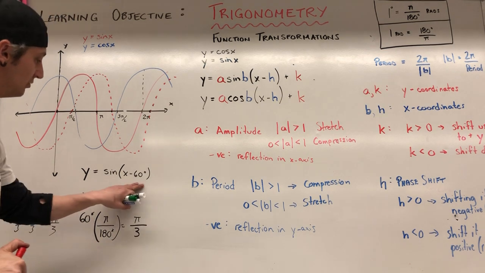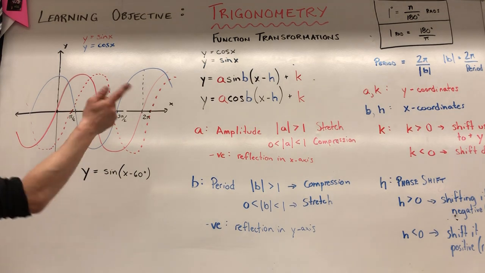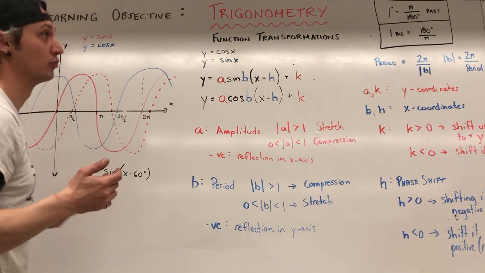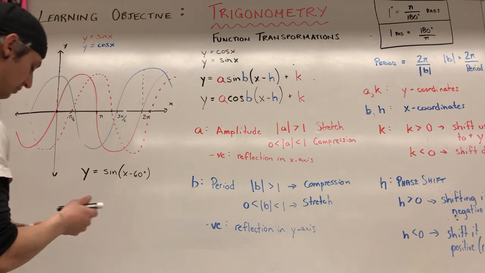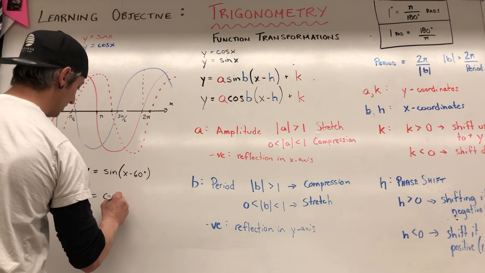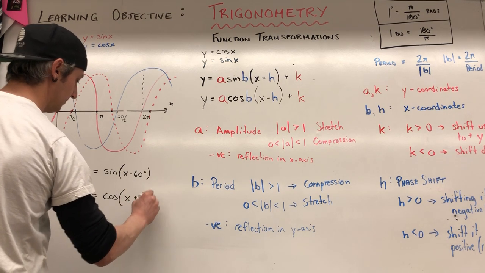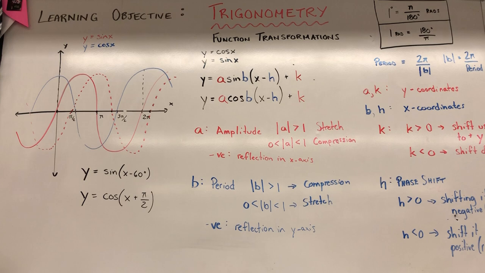Now sometimes they give it to you in degrees, which means you'll have to do a conversion, unless you're working with degrees. I think I prefer to work with radians. But say you might have y is equal to cos of x plus pi over 2. Okay? And in this case, my h is negative pi over 2, because it was positive there.